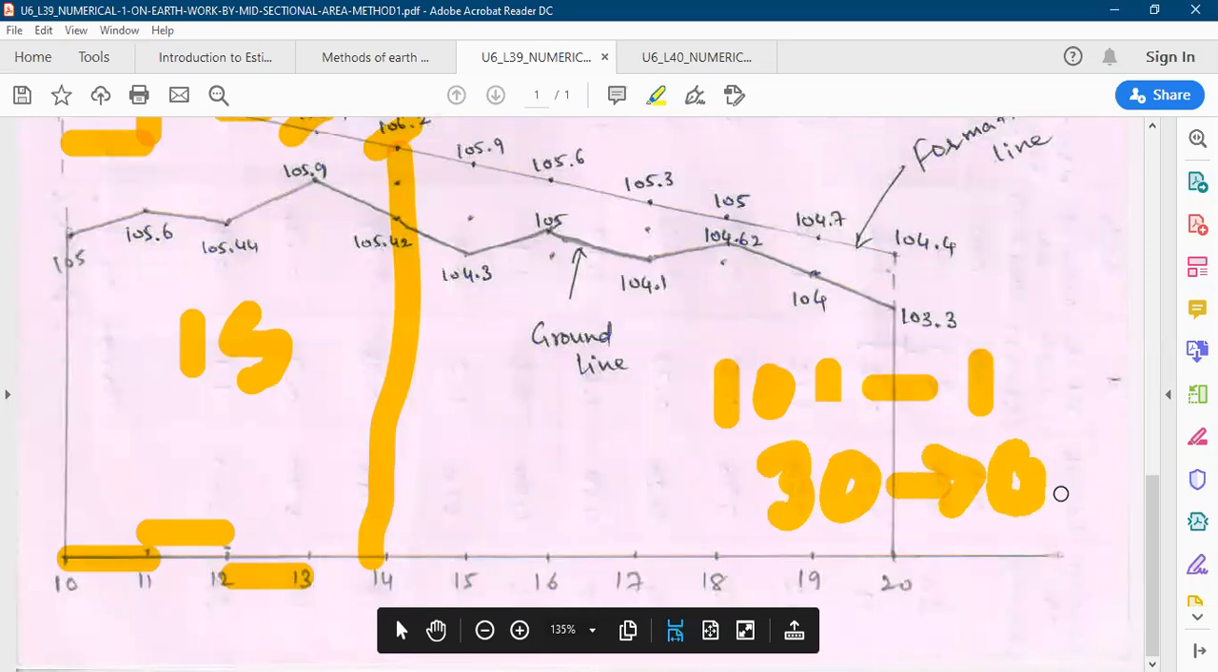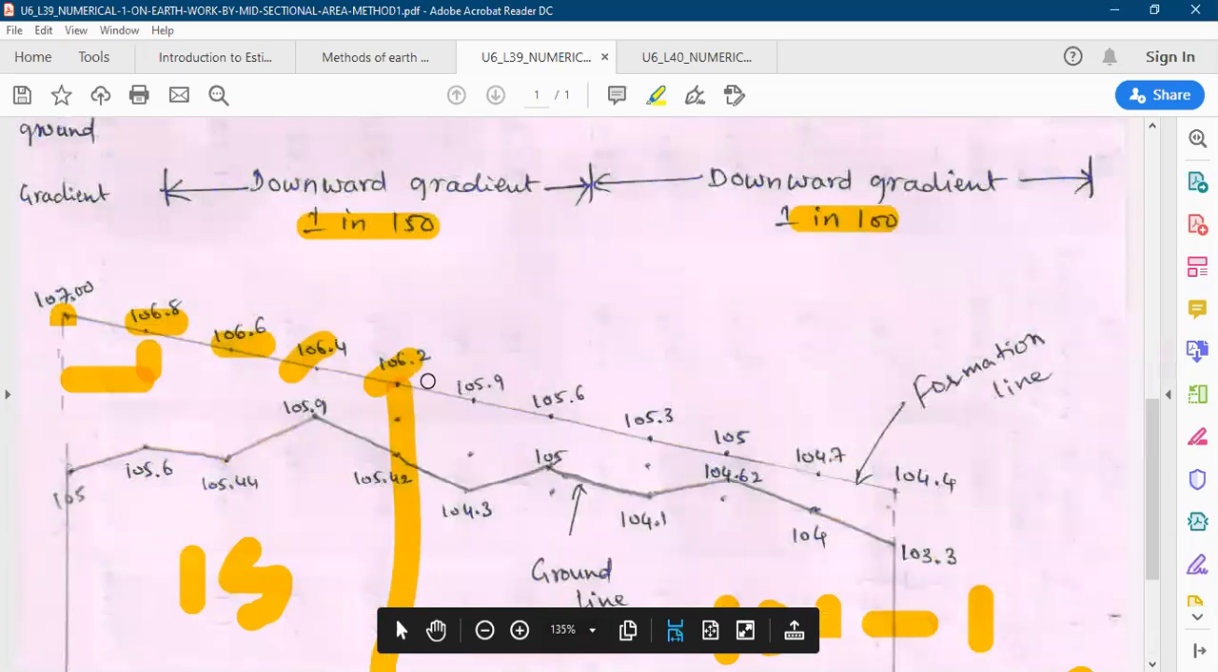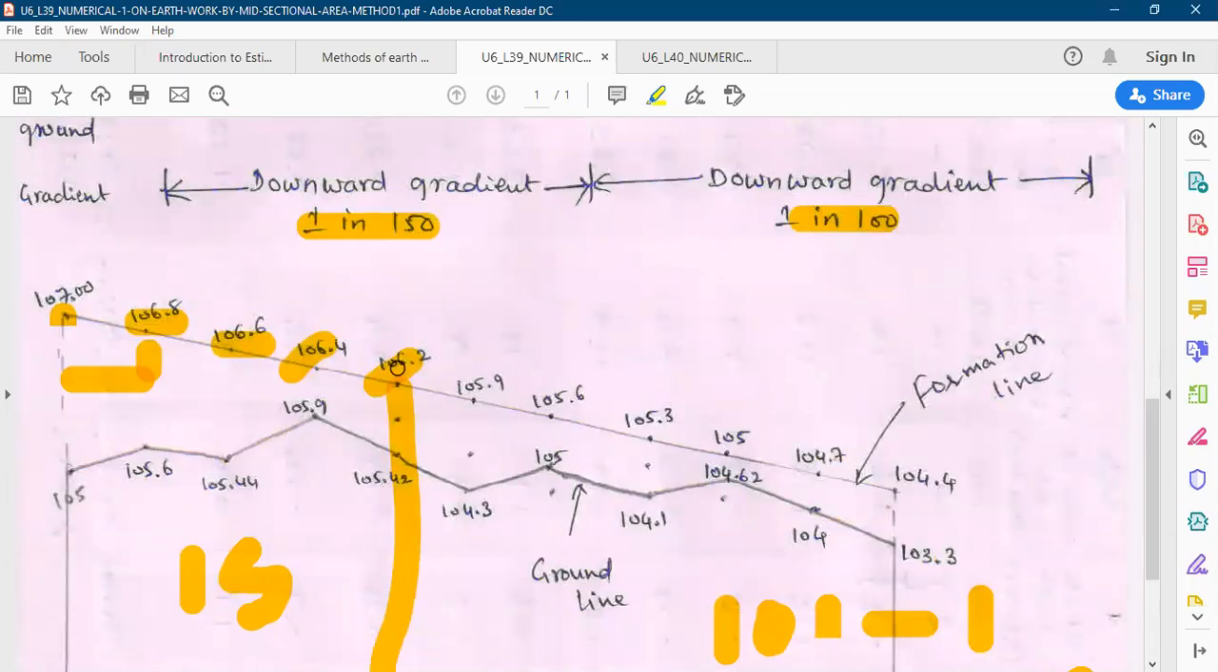It will become 0.3. 30 multiplied by 1 divided by 100 gives 0.3. So from now onwards, you decrease the RL by 0.3. 106.2 minus 0.3 becomes 105.9. Similarly, 105.9 minus 0.3 gives 105.6, minus 0.3 gives 105.3, minus 0.3 becomes 105, minus 0.3 becomes 104.7, minus 0.3 becomes 104.4.